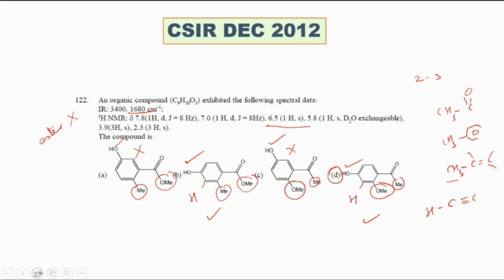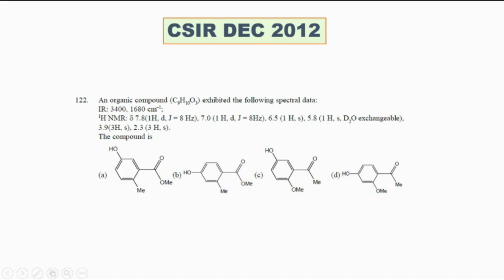So how will I approach this problem? I can see that there is 1680, and 3400 corresponds to OH. All the systems have OH, so I don't get any help from that particular data. But 1680 is too low a vibrational frequency for esters. So I can rule out options A and B.